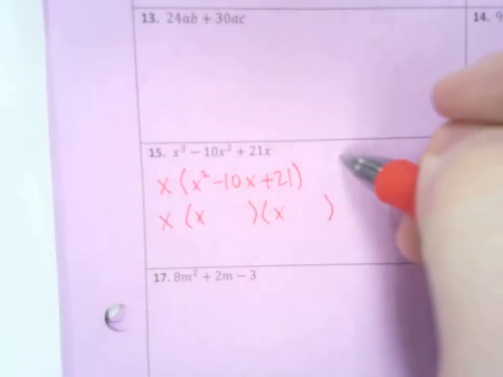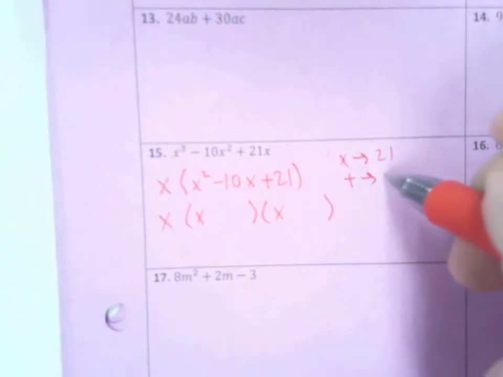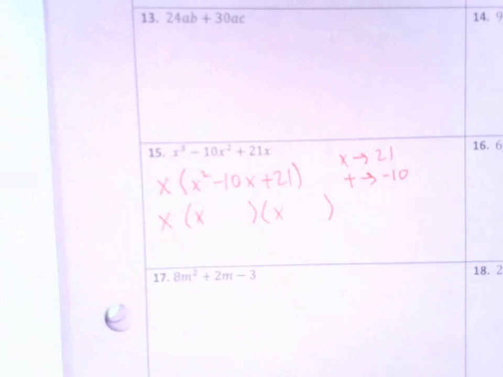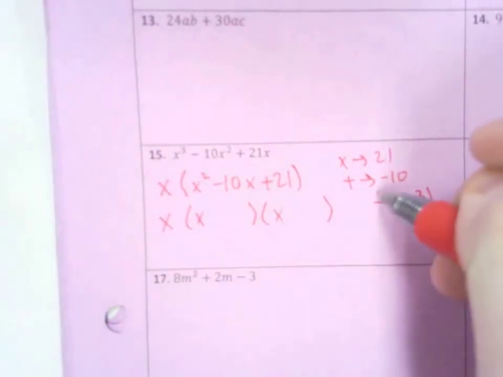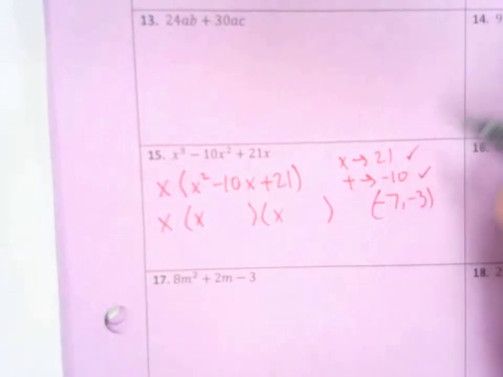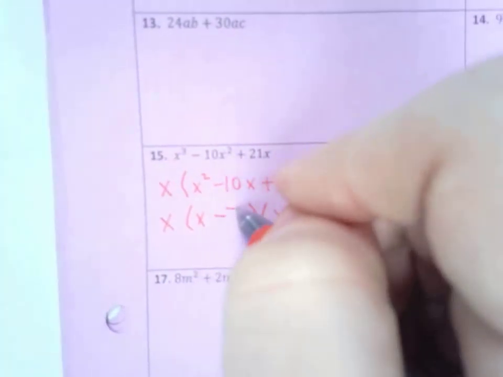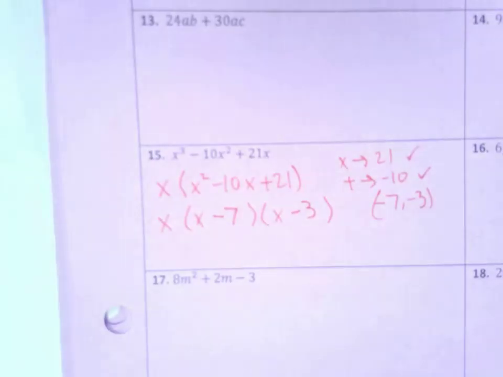So we need 2 numbers that multiply to give us 21, add to give us negative 10. He says negative 7 and negative 3. If we add them, we get negative 10. That's good. We multiply them, we get 21. That's good. So those are the 2 numbers that you put inside your parentheses. And this is done. So this is a trinomial without a coefficient in front. Good.